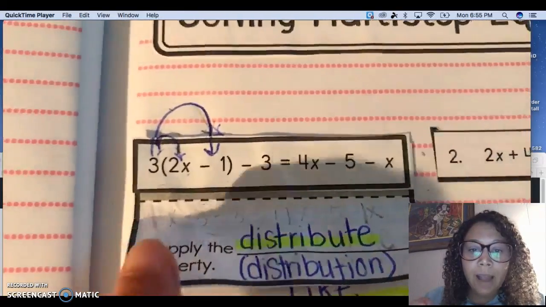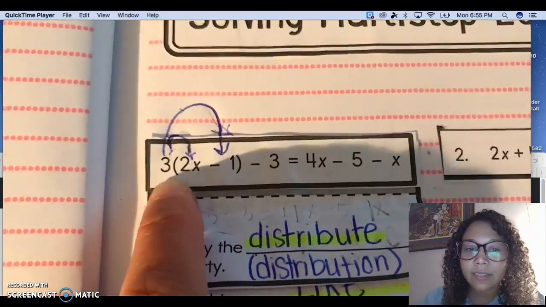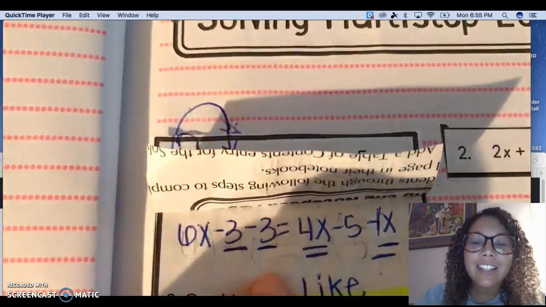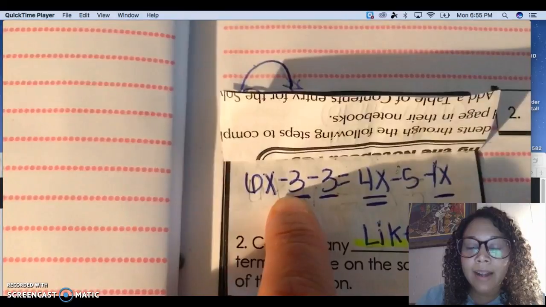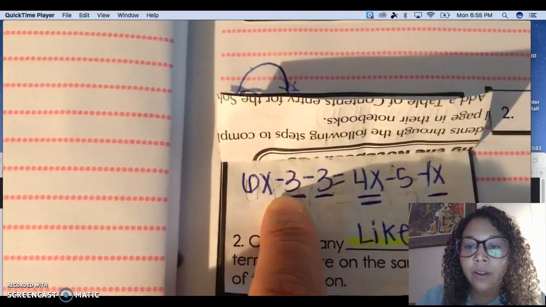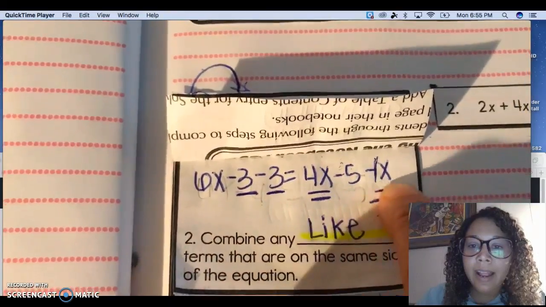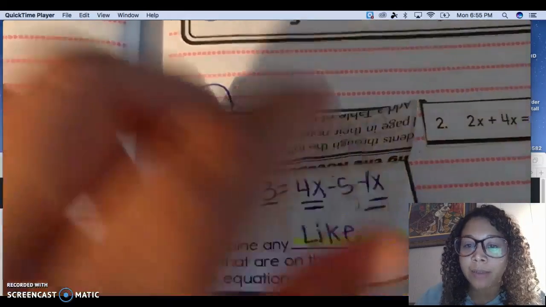So when you flip it up, you're going to see 6x minus 3 is equal to 4x minus 5. And then I put a 1 in front of that x just to show you that that's 1x, so minus 1x.